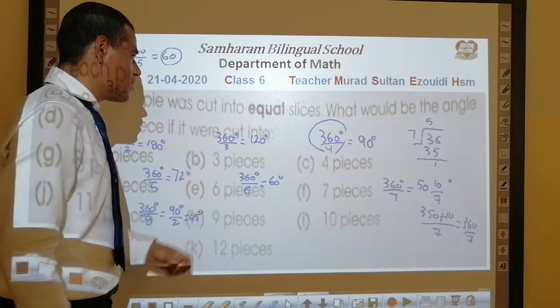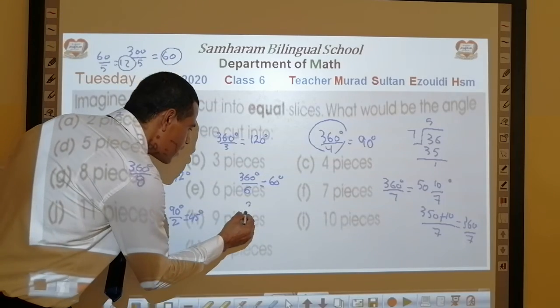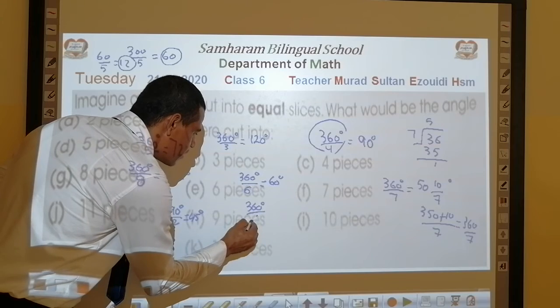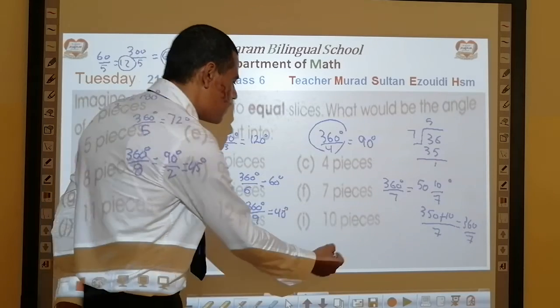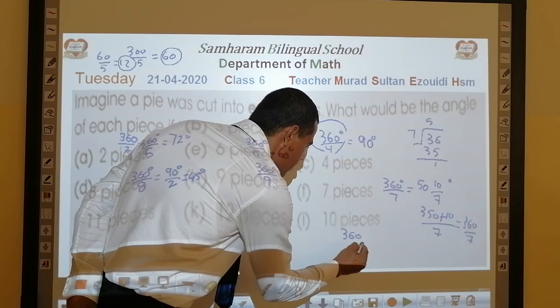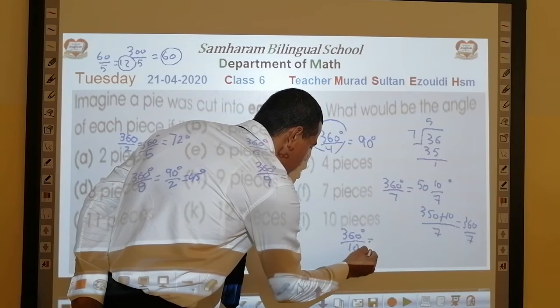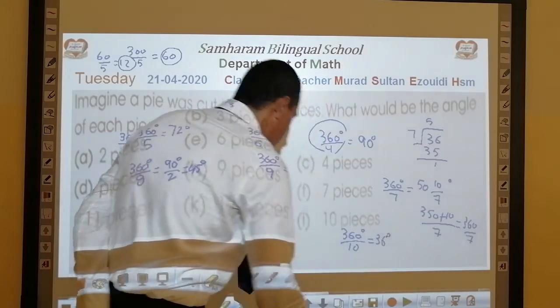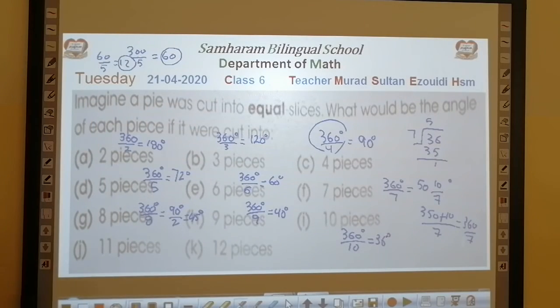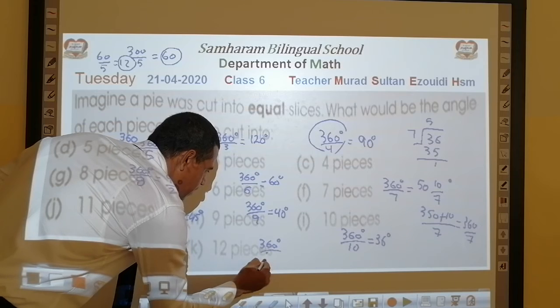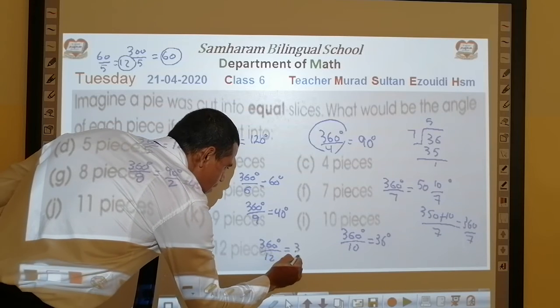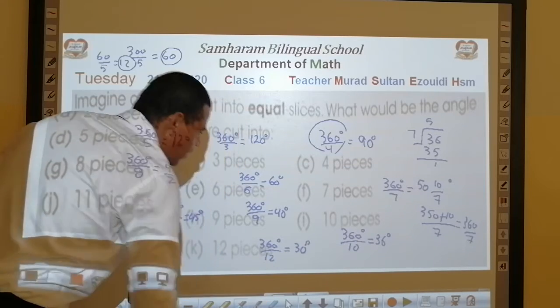Now 9 pieces, 360 degrees divided by 9 gives what? Gives 40 degrees. Then 10 pieces, 360 degrees divided by 10 gives only 36 degrees. And 12 pieces means 360 degrees divided by 12 gives only 30 degrees.